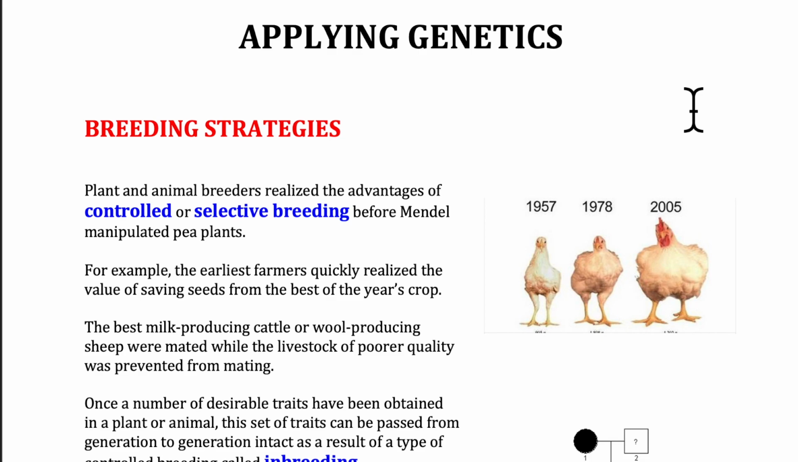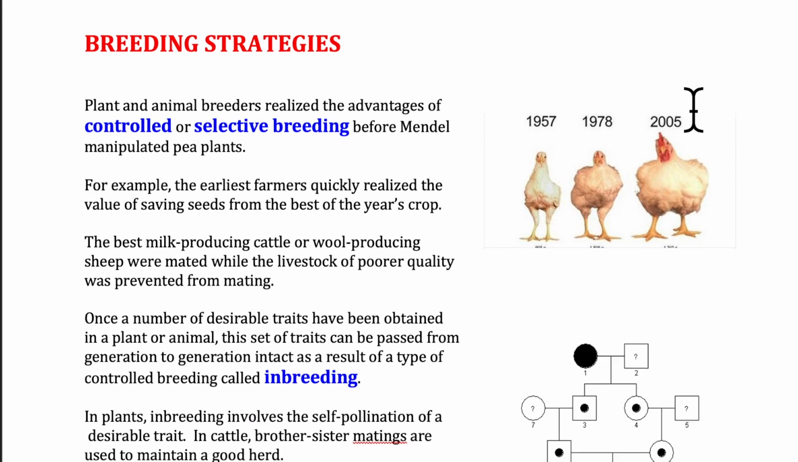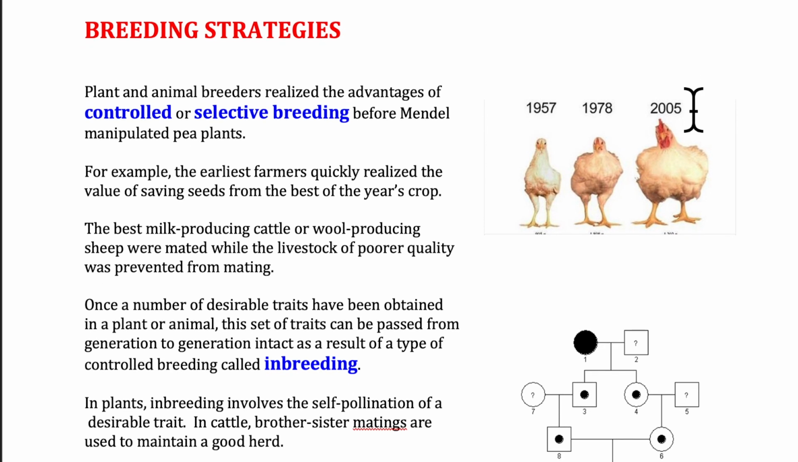So for example, the earliest farmers quickly realized the value of saving seeds from the best year's crops. If you save the best year's crop seeds and you replant them, you're going to keep having the best crops. The best milk-producing cattle or wool-producing sheep were mated while the livestock of poorer quality were prevented from mating.